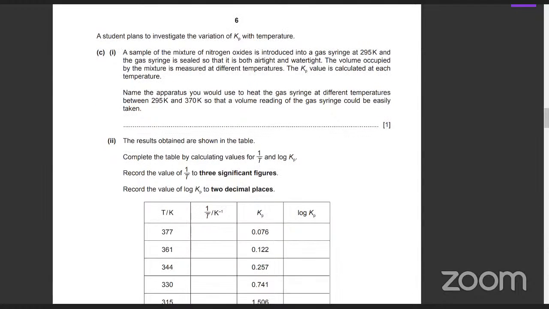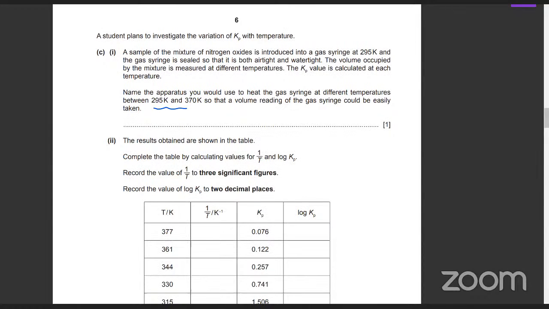Now he says a student plans to investigate the variation of Kp with temperature, and a sample of the mixture of nitrogen oxides is introduced into a gas syringe at 295 kelvins. The gas syringe is sealed so that it is both airtight and watertight. The volume occupied by the mixture is measured at different temperatures. The Kp value is calculated at each temperature. So name the apparatus you would use to heat the gas syringe at different temperatures between 295.